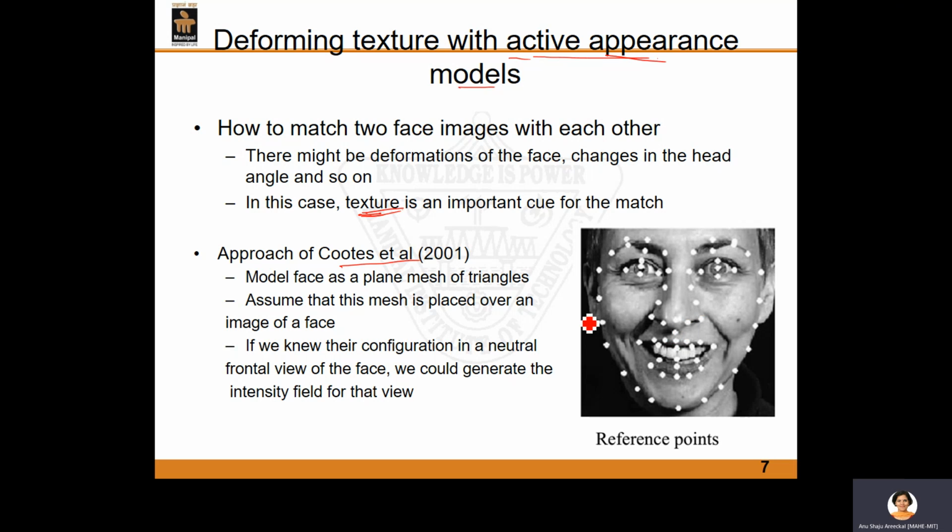Now, here, you see these landmark points over here, right? As discussed in the previous class, you can assume that each set of 3 points can form a triangle. So I can form a triangle over here.